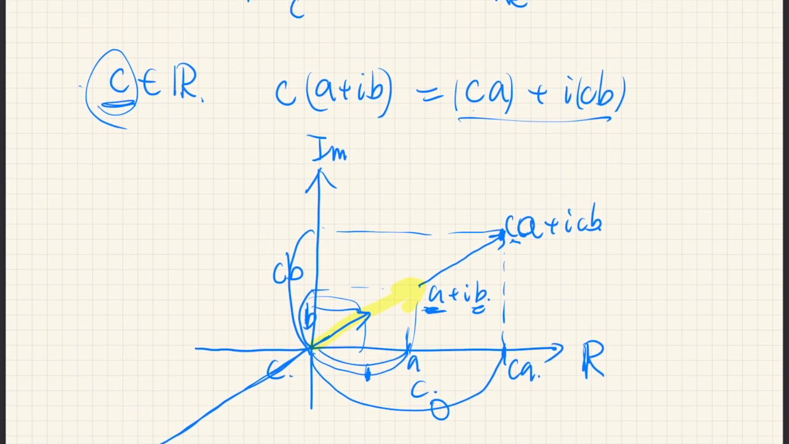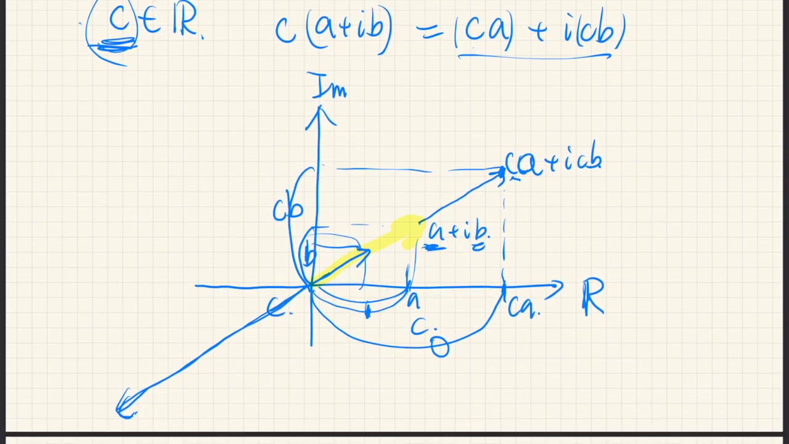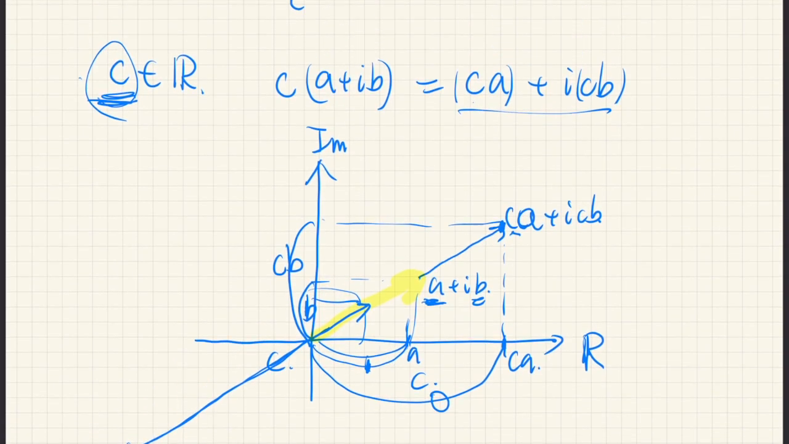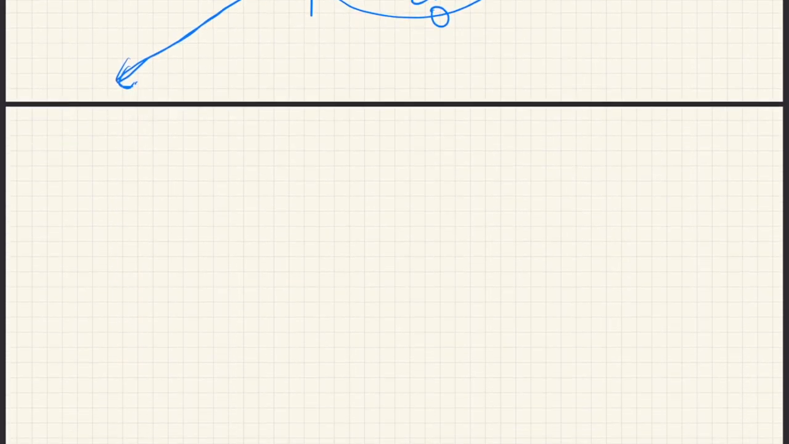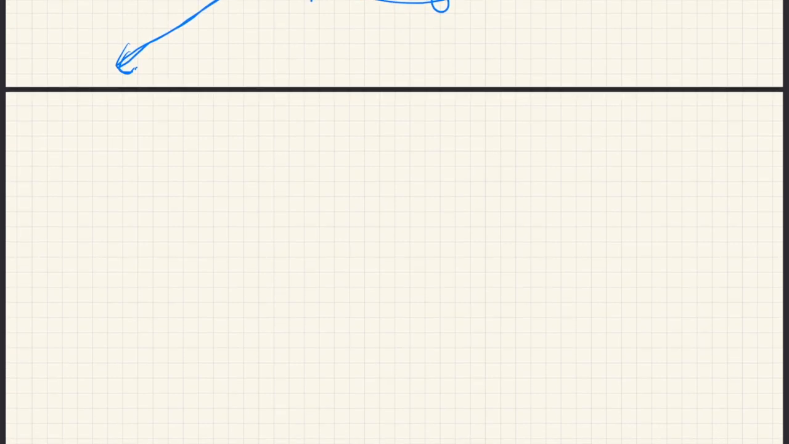So if we multiply by a real number, this is very simple to understand. But if we multiply by a complex number, then it's a little bit complicated. So next we consider that. But before considering multiplication by any complex number, we consider multiplication by a complex number of length 1. Length means absolute value of 1. We consider a complex number such that its modulus, or absolute value, is equal to 1.